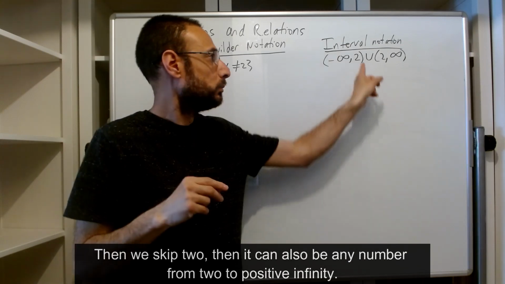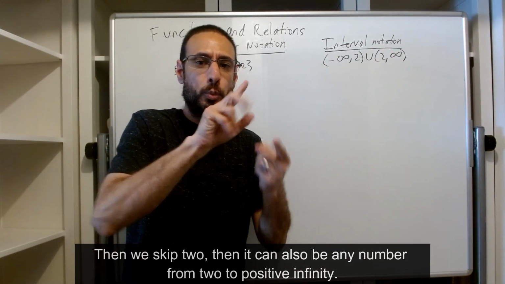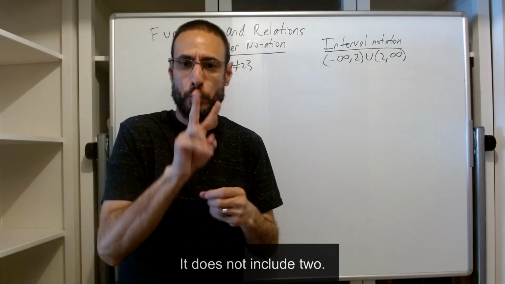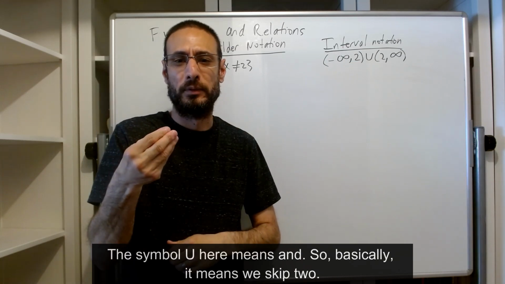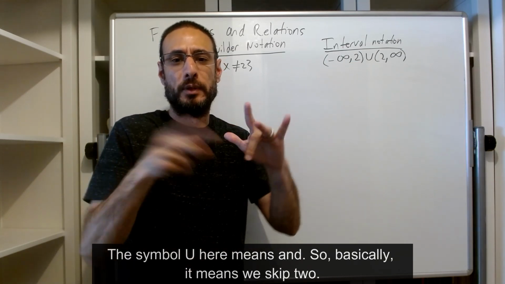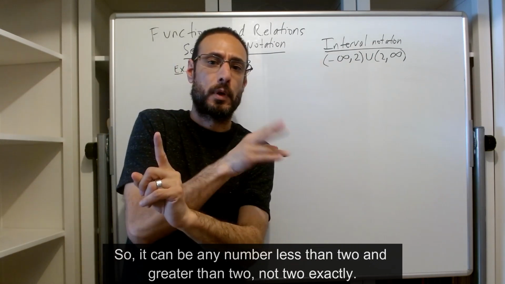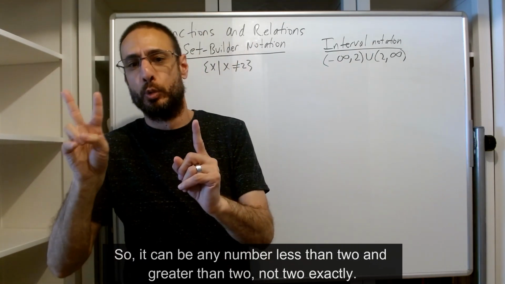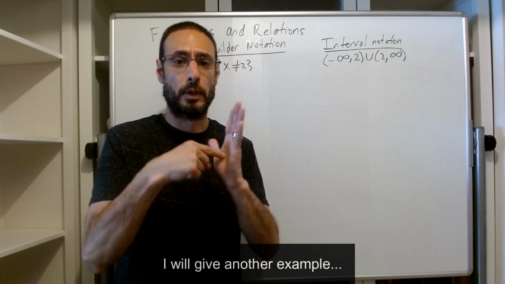Then we skip 2. Then it can also be any number from 2 to positive infinity. It does not include 2. The symbol U here means union. So, basically, it means we skip 2. It can be any number less than 2 and greater than 2, not 2 exactly. I will give another example.